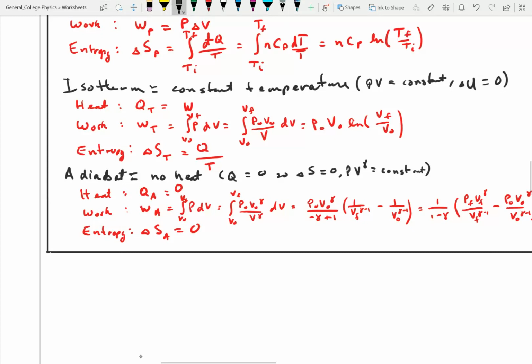Since P times V is constant, let's let P times V equal P initial times V initial. Divide both sides by V, and you have P equal to P initial V initial over V. That integral then, P0 V0 being a constant, is the integral of dV over V, which gives you the natural log of V. Using the ideal gas law, I could also write this in actually a more friendly form, I think.